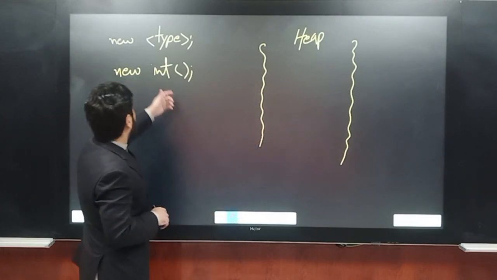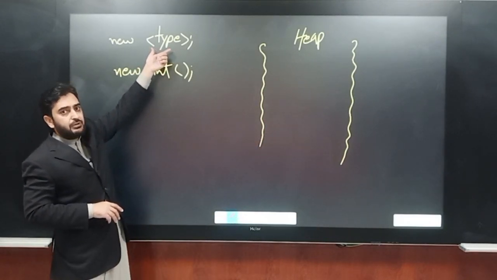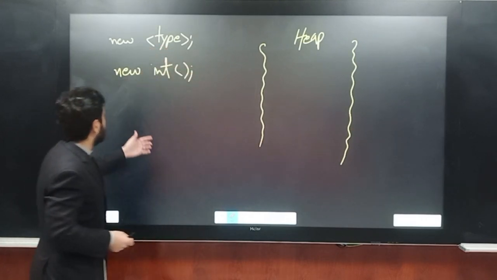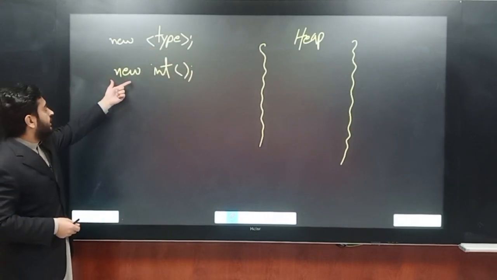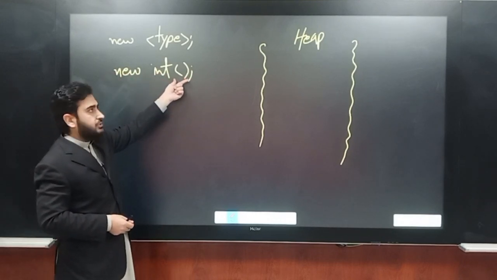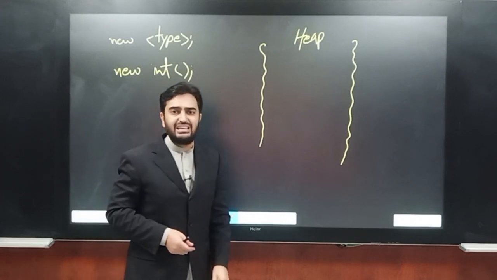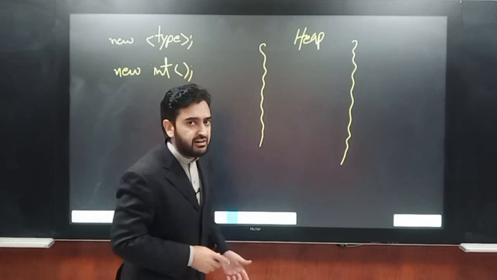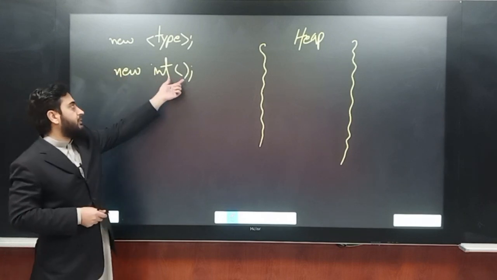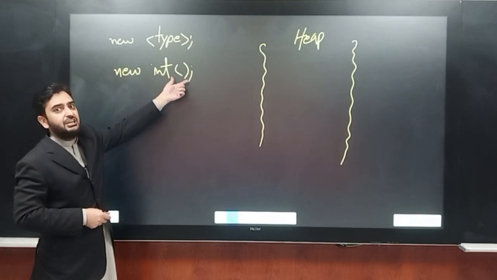Okay, and then there should be a type, maybe a user data type or a primitive data type. So this is an example. In the second line, you can see new, then the type int, and the brackets. The brackets show the constructor inside the class. So when you use the new keyword, there must be a calling of a constructor for any data type.